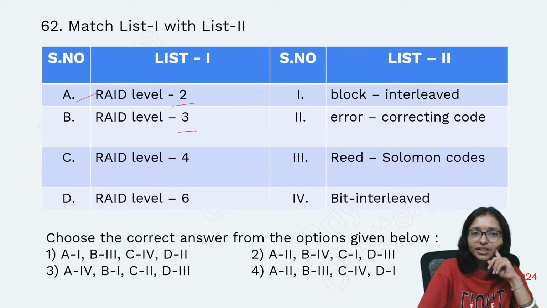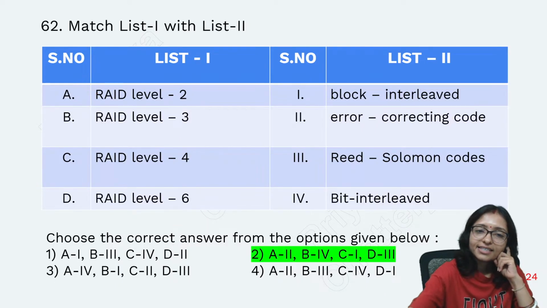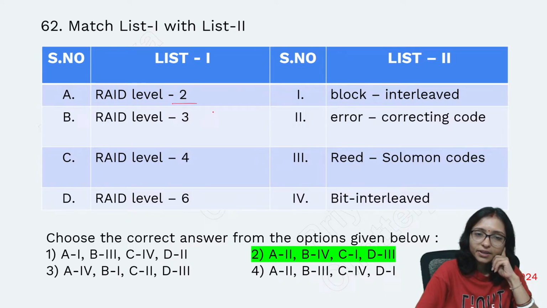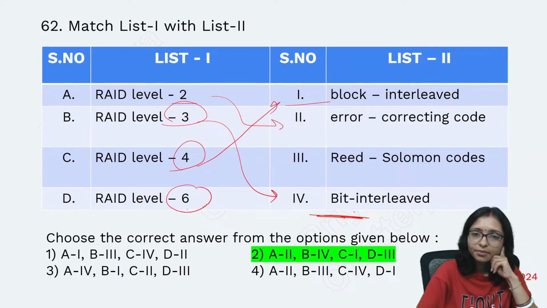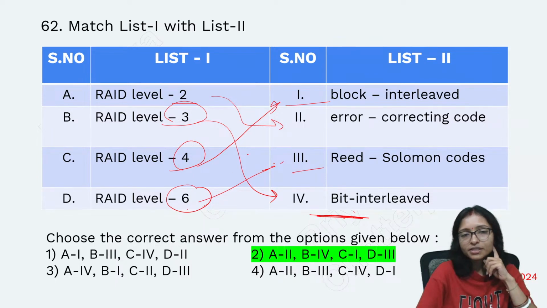Quick. 2, 3, 4, 6. Yes. Here you are able to answer, because RAID level 2 is here. Whenever you are doing, that is error correcting. It is focusing on error correcting. RAID level 3 is bit interleaved, and RAID level 4 is block interleaved. And RAID level 6, Reed-Solomon code, is related with RAID level 6. So that's why this is your answer.